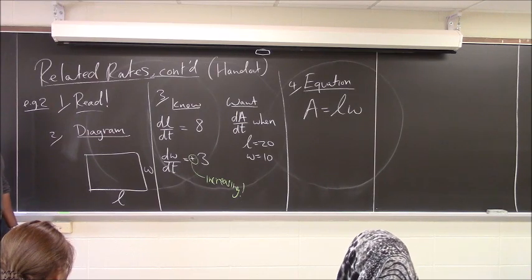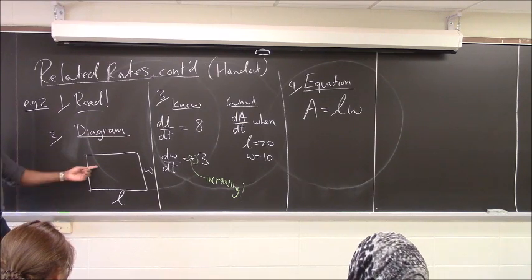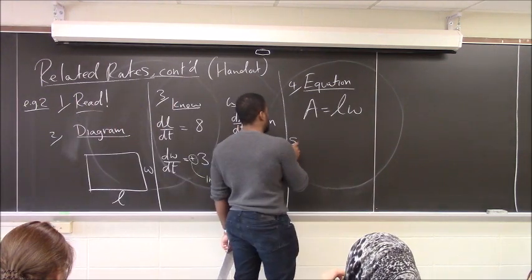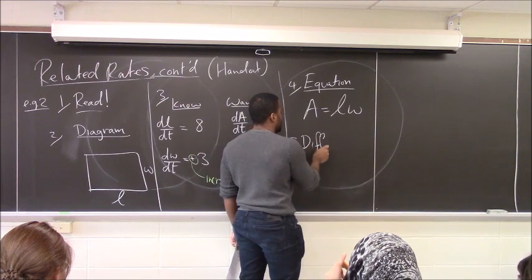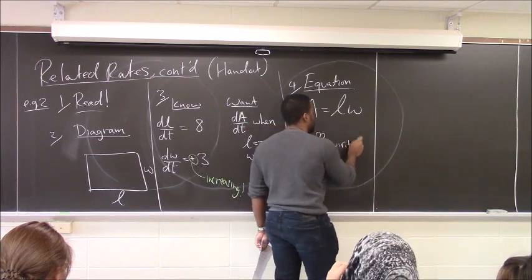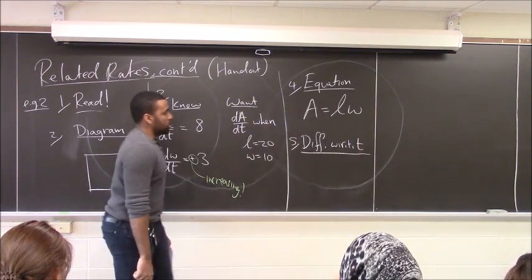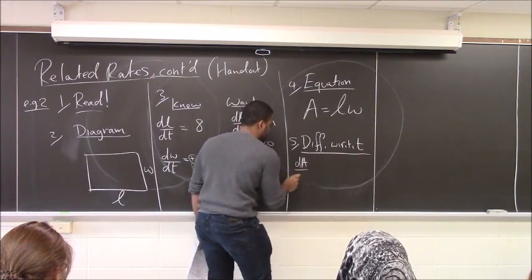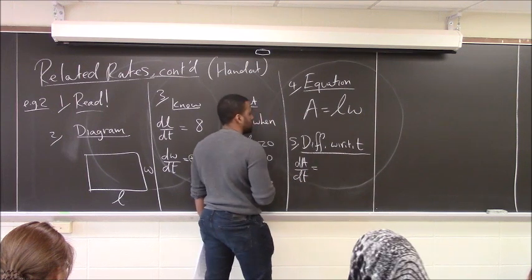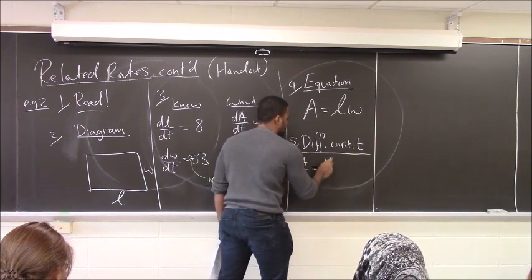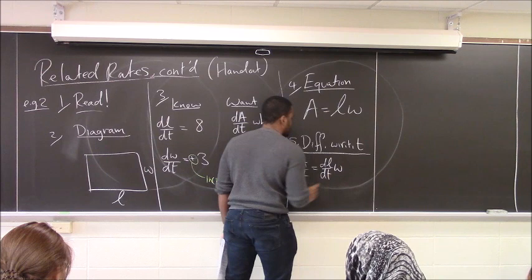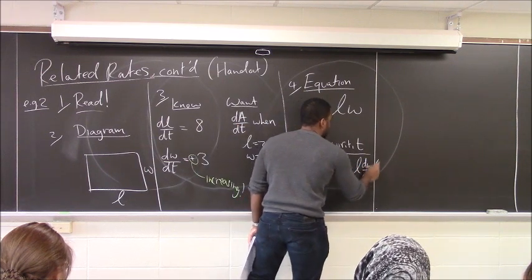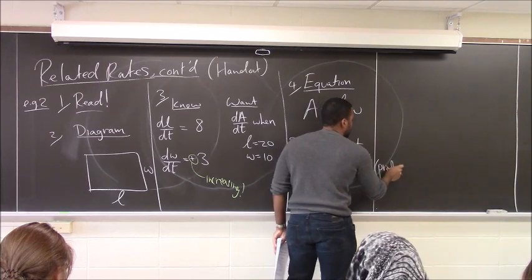Now once you have that equation, which you come up with mostly based on the diagram here, we now know the 5th step is to differentiate the equation with respect to time. What would the derivative here look like? dA/dt equals dL/dt times W plus L times dW/dt. Because of the product rule.